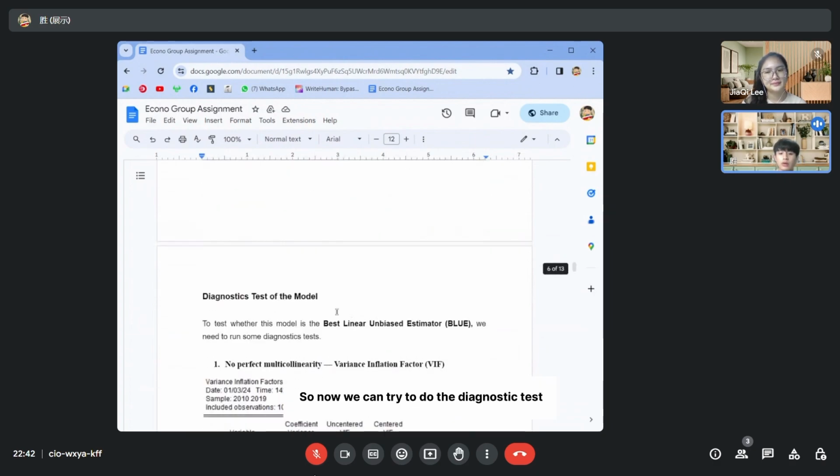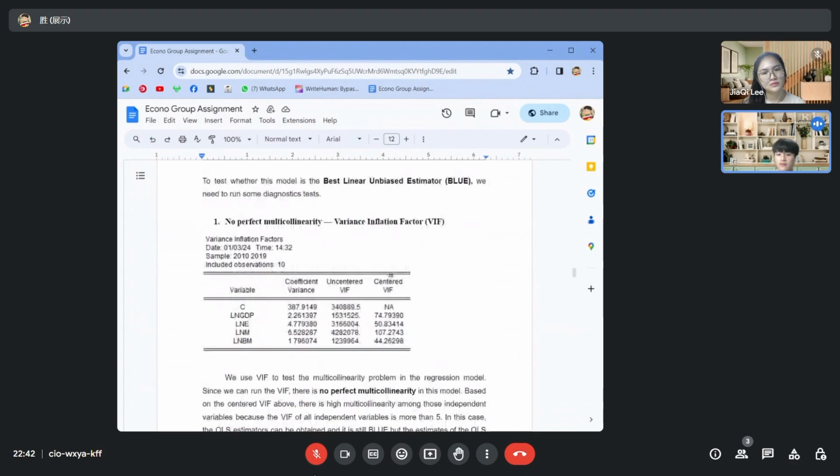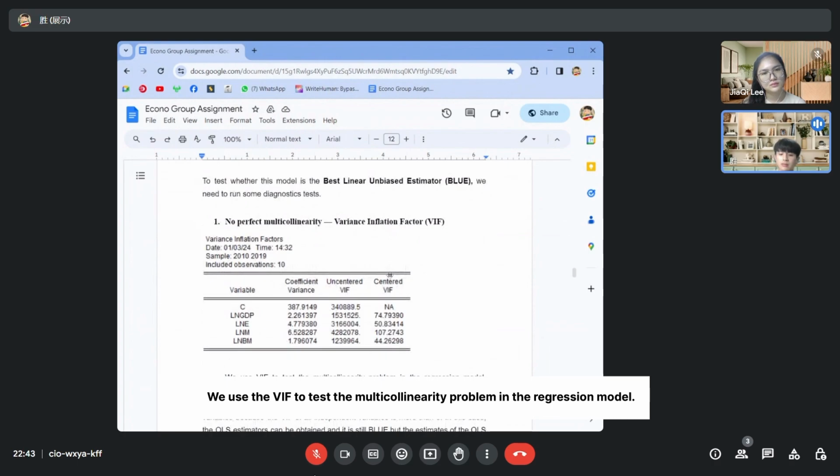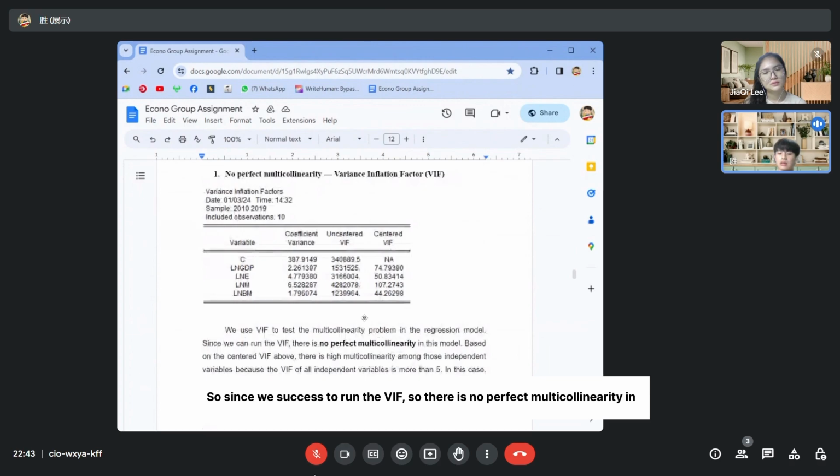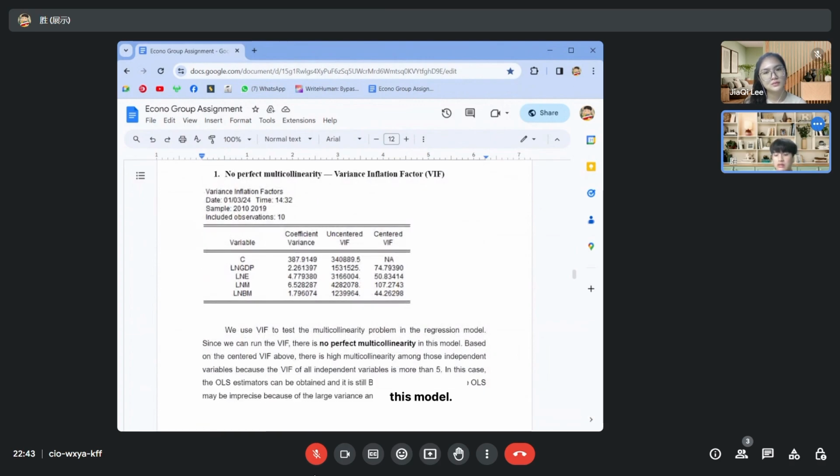Okay, so now we can do the diagnostic tests to test whether this model is the best linear unbiased estimator, BLUE. So we need to run some diagnostic tests. The first one, we will run the VIF. We use the VIF to test the multicollinearity problem in the regression model. Since we succeeded in running the VIF, there is no perfect multicollinearity in this model.